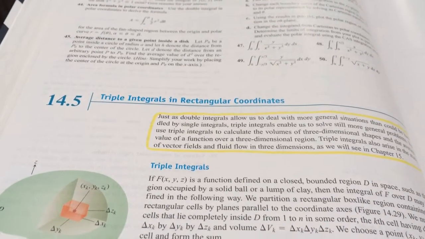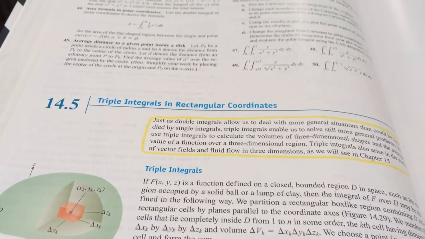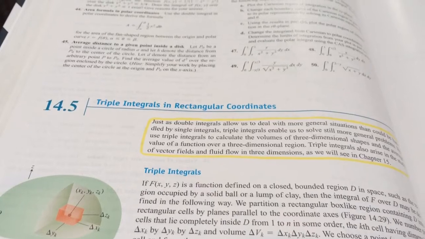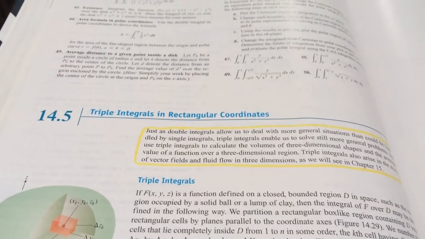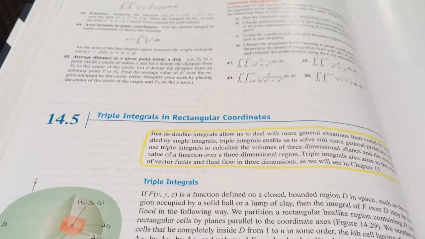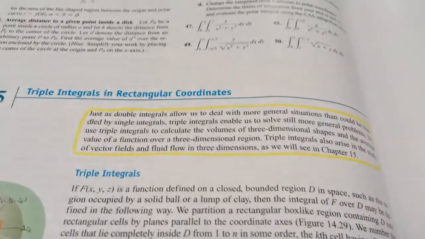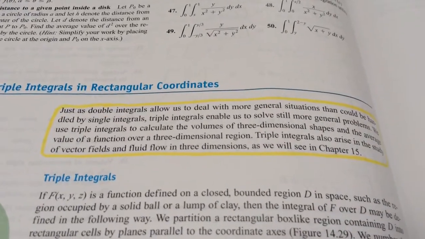Because later in 14.7, we're going to do triple integrals with cylindrical coordinates and spherical coordinates. So cylindrical coordinates, that's just going to be polar in 3D. And so this is the X, Y, and Z stuff in this section, and then we'll get into the not rectangular coordinates later. So it gives you a little introduction.